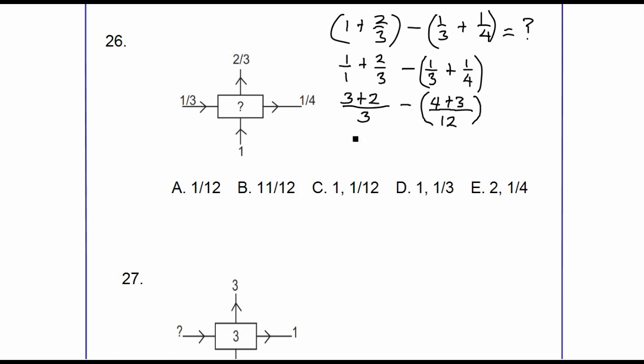We get 5 over 3 minus, what do we have here? 7 over 12. It is now that you can remove this bracket, because this plus is no more here. The negative has come closer to the result of what you have here. That's the reason I told you that the negative must affect.